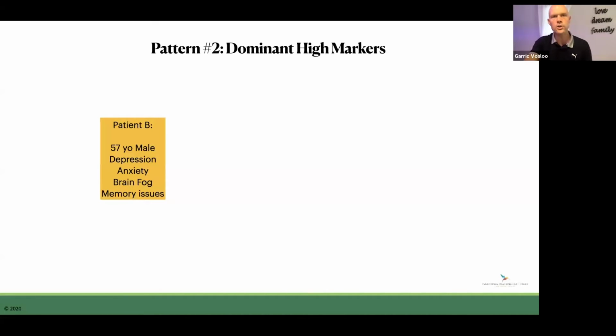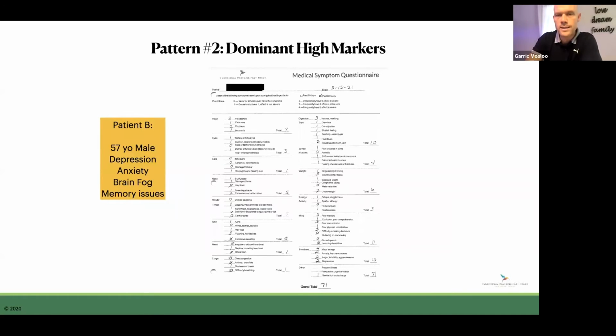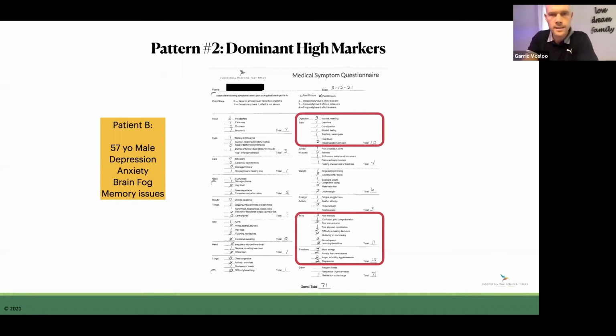Let's go on to pattern number 2 now, dominant high markers. So we're taking a different patient now, patient B, 57-year-old male, has depression, anxiety, brain fog, memory issues. Here's the MSQ. We can see a dominance, again, just nice to see the connections, of digestive tract of 10 and mind and emotions gathering to 21 in total there. So 31 score out of 71 just between digestive tract and then brain. So no wonder depression, anxiety, brain fog, memory issues are kicking in, but that is our gut-brain axis.